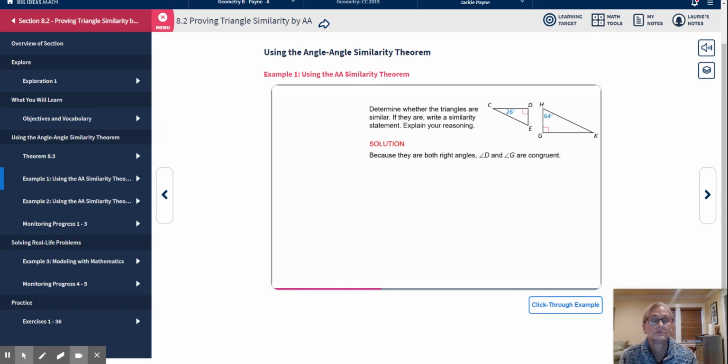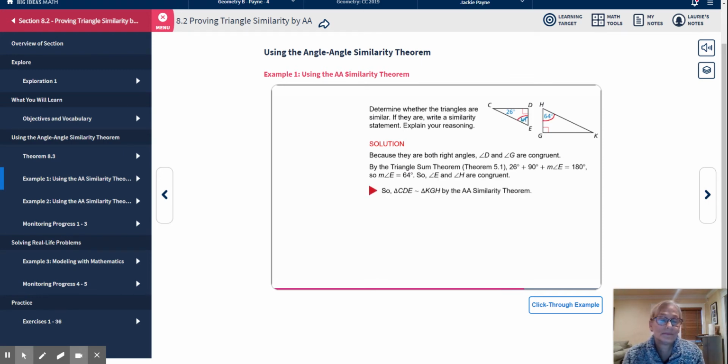Because they are both right angles, angle D and angle G are congruent. By the triangle sum theorem, the measure of angle C plus the measure of angle D plus the measure of angle E is equal to 180 degrees, which means 26 degrees plus 90 degrees plus the measure of angle E is equal to 180 degrees. So use the subtraction property of equality, and the measure of angle E is equal to 64 degrees. So angle E and angle H are congruent. So triangle CDE is similar to triangle KGH by the angle-angle similarity theorem.